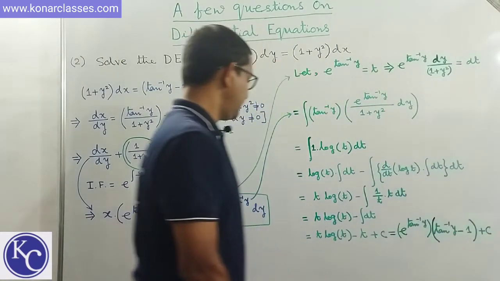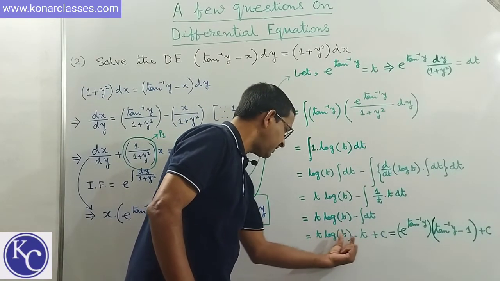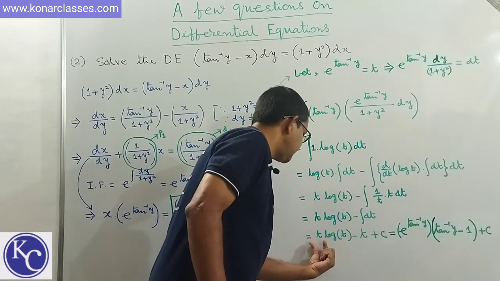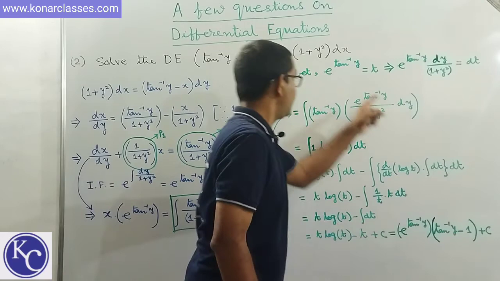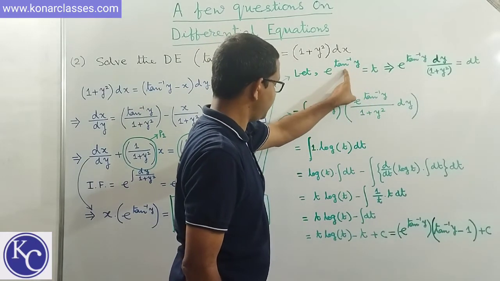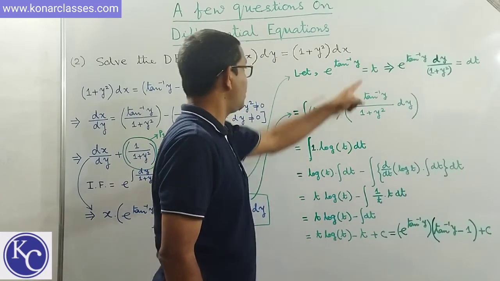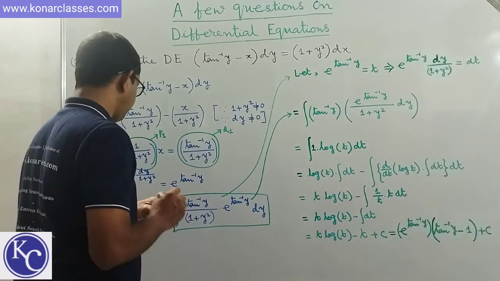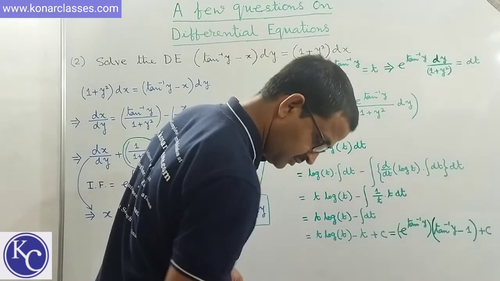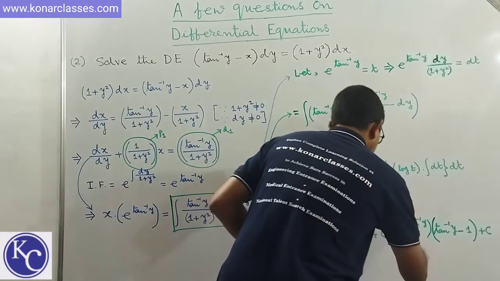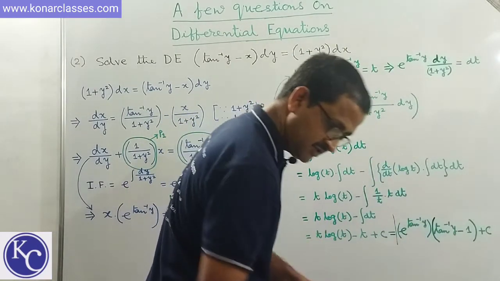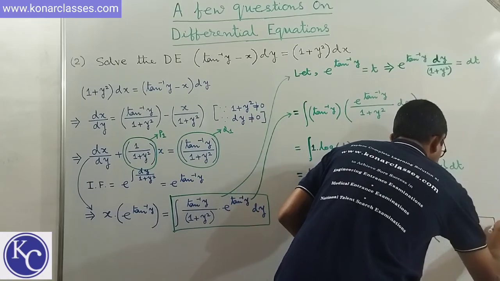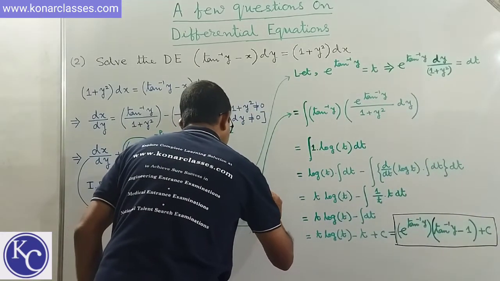plus c. Let me repeat once more. From t log t minus t you can take t common, and t is nothing but e power tan inverse y. After taking t common, we are left with log t minus 1. Now if e power tan inverse y is equal to t, then tan inverse y is nothing but log t. So log t is tan inverse y, minus 1 plus c. Now we apply this value and we are done. Whatever I am enclosing here in black color is the value of this integration.